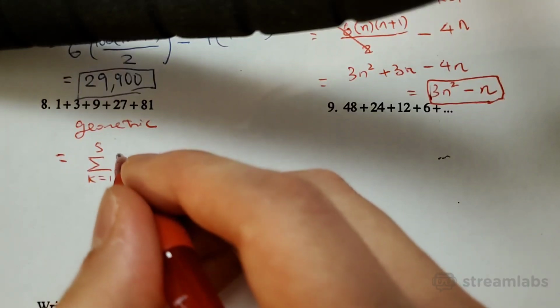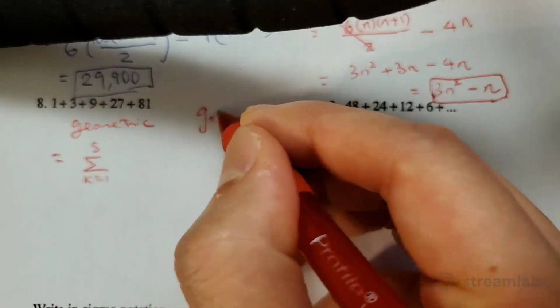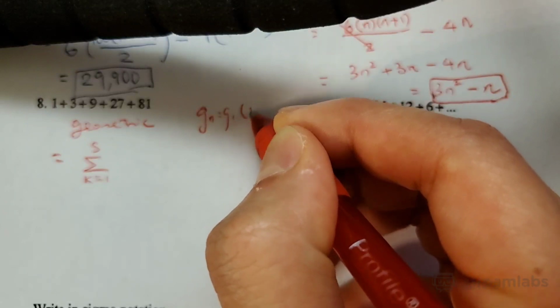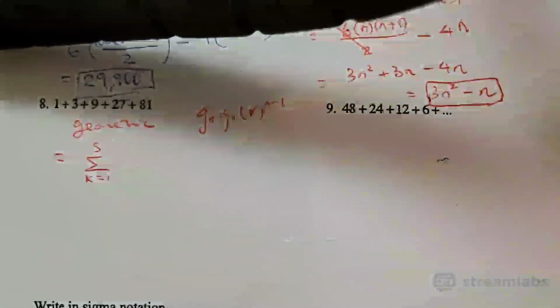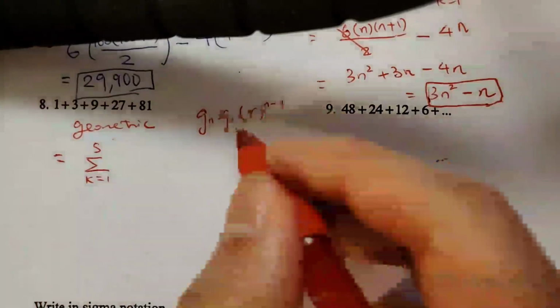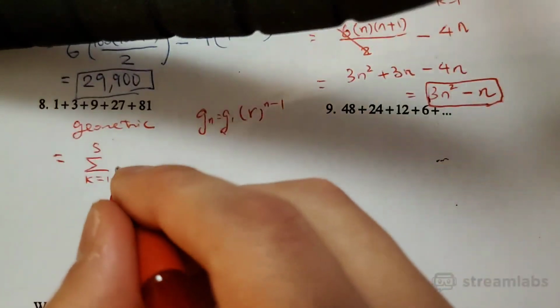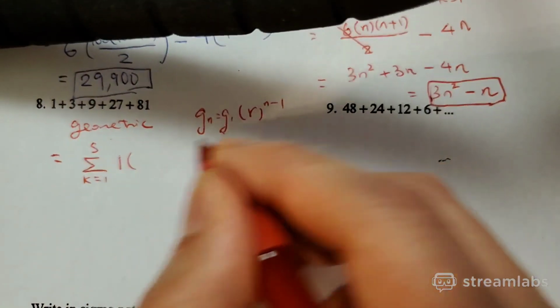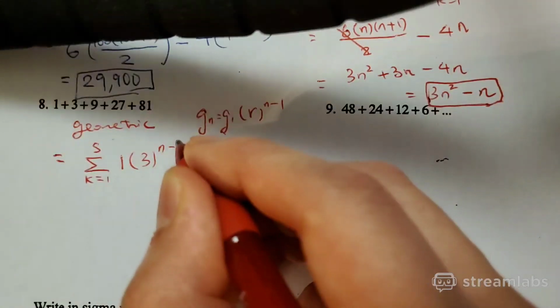So geometric is g_n equals g_1 r to the n minus 1, right? That was my geometric sequence formula. And since we're adding each one, it'll be 1 times r is 3 to the n minus 1, or k minus 1.